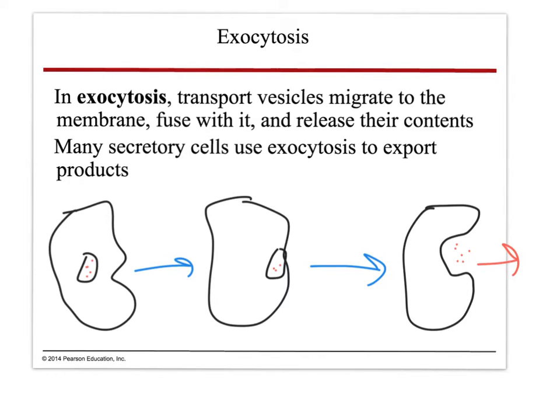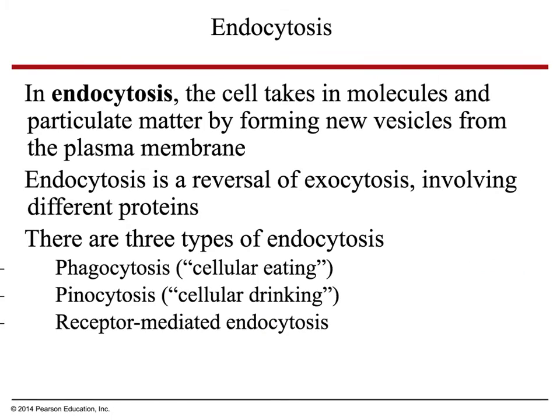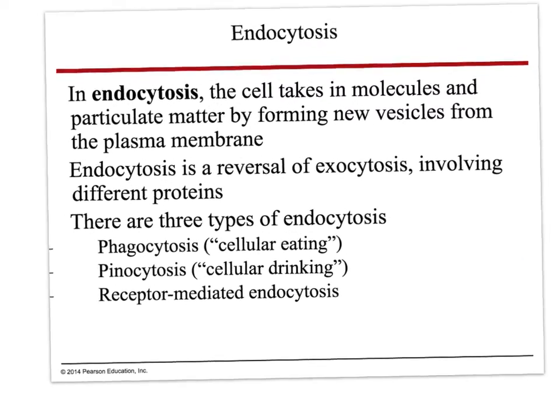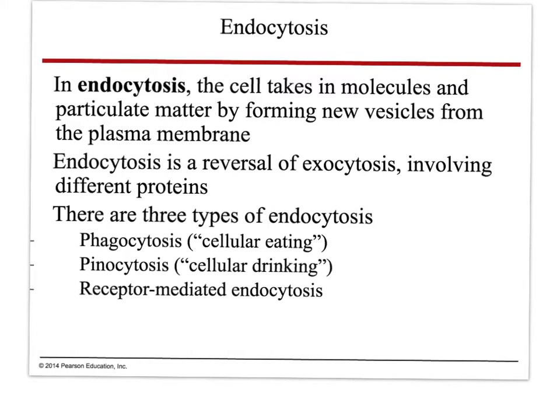So if things can get out, big things can also get in. There's this two-way street, so we have exocytosis and we have endocytosis. Endocytosis in humans is important for white blood cells engulfing bacteria. There are 3 types of endocytosis. We have phagocytosis, which is cellular eating, pinocytosis, which is cellular drinking, and receptor-mediated endocytosis.